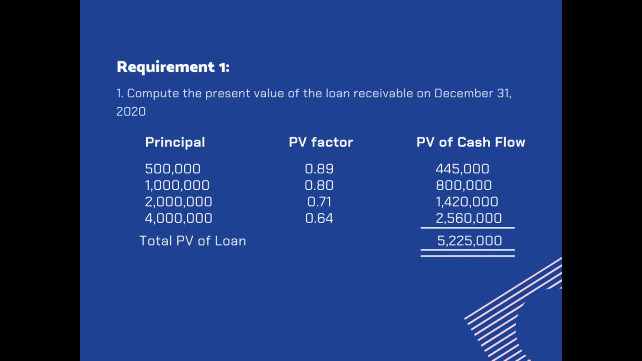800,000. For the third year, we will use the present value factor for three periods, which is 0.71. So 2 million multiplied by 0.71 is equal to 1,420,000. Then for the fourth year, we will use the present value factor for 4 periods, which is 0.64. So 4 million multiplied by 0.64 is equal to 2,560,000. Then we add all the present values of cash flow for each period to get the total present value of the loan for December 31, 2020, which is equal to 5,225,000.